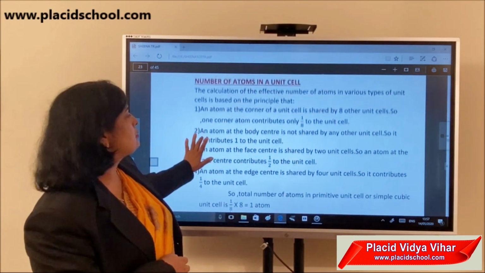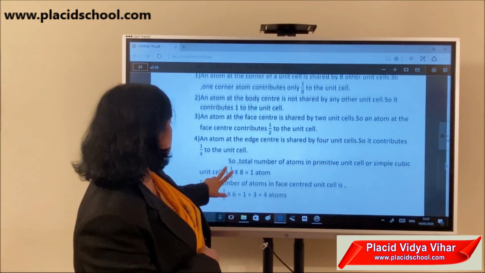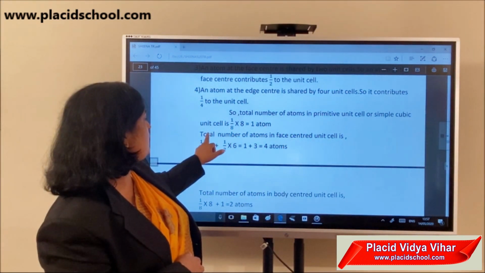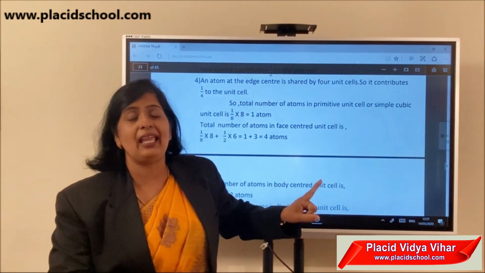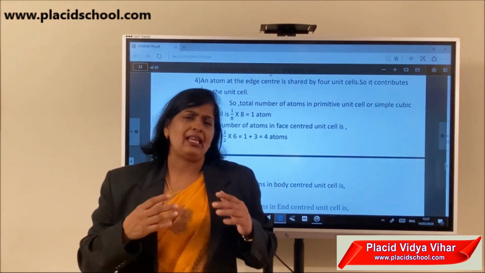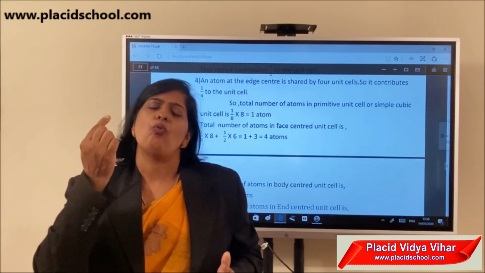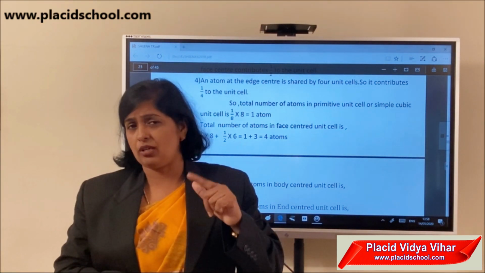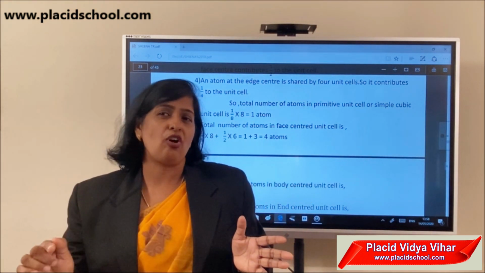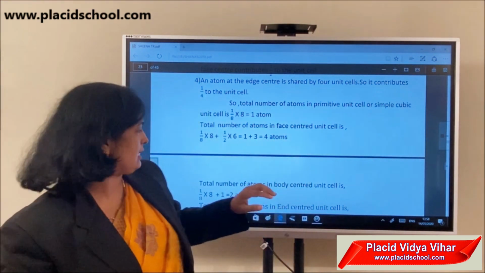So the contribution is 1/8 to the unit cell, or we can say the total number of atoms in a primitive unit cell or simple cubic unit cell is 1/8 into 8, which is equal to 1 atom. Or net, we can say in a primitive unit cell there is only 1 atom. At the corner position, we feel that there are 8 atoms, but the contribution of that corner atom is only 1/8 to a particular unit cell.